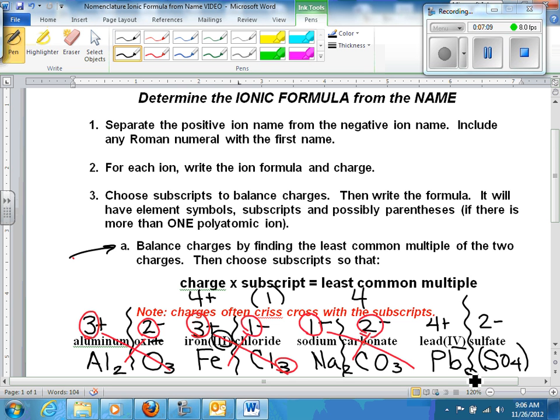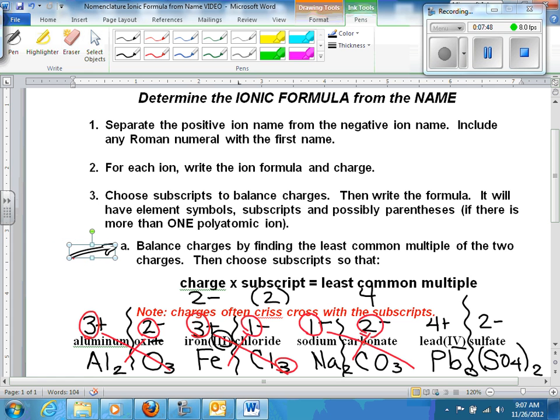With the sulfate, the charge on my sulfate is 2-. So the subscript here needs to be a 2 in order to get my least common multiple of 4. So that's where my parentheses come in, and then I place the 2 on the outside. If you'll notice, the crisscross thing didn't work this time. The reason is that 2 is a factor of 4, or 2 can be multiplied by 2 to get 4.